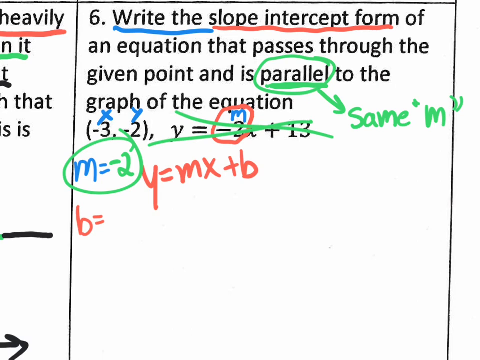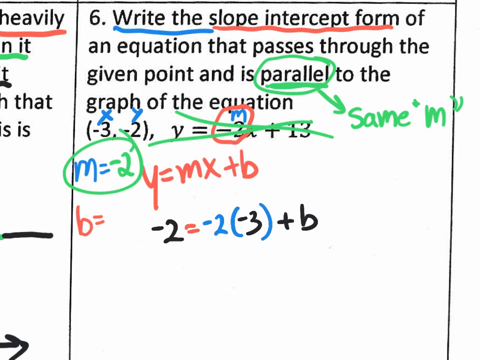Okay, so once again, I indirectly have my slope by knowing the definition of parallel. That means the same slope. I have a point, which is an x and y value. I still need my b value. So let's plug it in to y = mx + b. Instead of y, I'm going to put -2 equals, instead of m, I'm going to put -2 times x. Instead of x, I'm going to put -3, plus b.